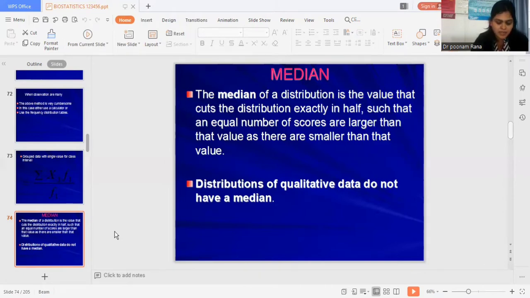The median is the middle value in a distribution such that one half of the units in the distribution have a value smaller than or equal to the median.